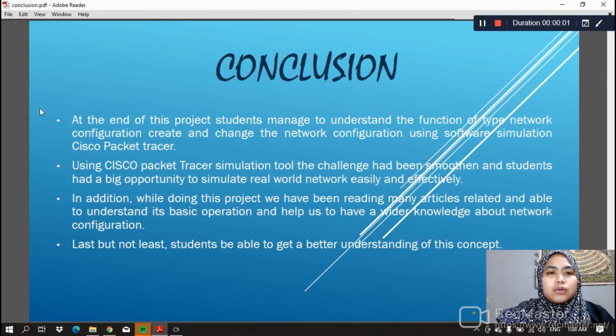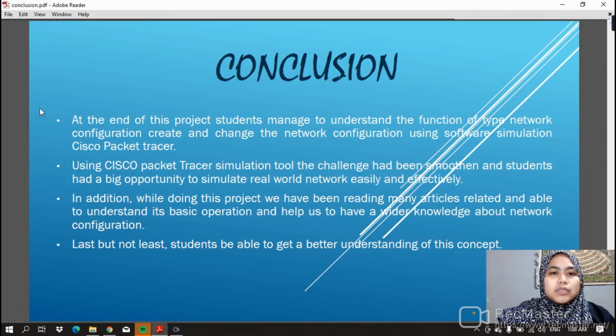I continue with the conclusion. At the end of this project, we managed to understand the function of each type of network configuration, and to create and change the network using software simulation, which is Cisco Packet Tracer. Using this simulation tool, the challenge has been smooth, and students have a big opportunity to simulate real-world networks easily and effectively. In addition, while doing this project, we read many related articles and were able to understand the basic operation, which helped us widen our knowledge about network configuration. Last but not least, we were able to get a better understanding of this concept.